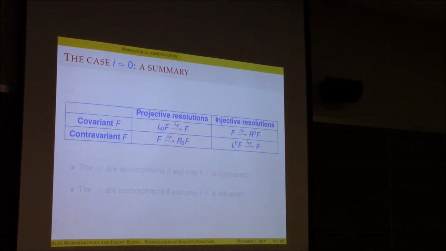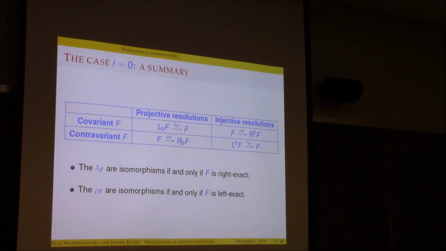Well, so let's summarize what we have here. In case of the left-derived functors, we have natural transformations from the left-derived functor to the functor, here and there. And in case of the right-derived functors, we have natural transformations from the functor to the right-derived functor, here and there. Okay. And this repeats what I said a minute ago about these transformations being isomorphisms.